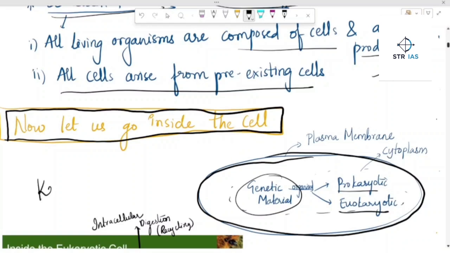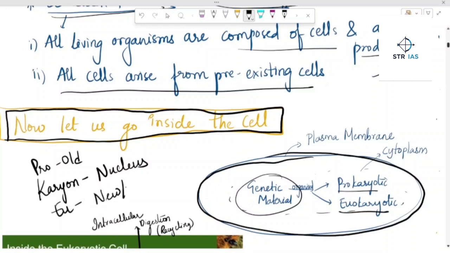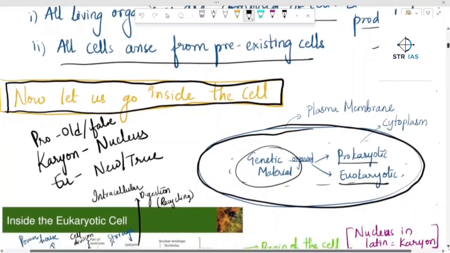Karyon means nucleus. Pro means old. Eu means new or true. Pro means old or false. This is a Latin word.